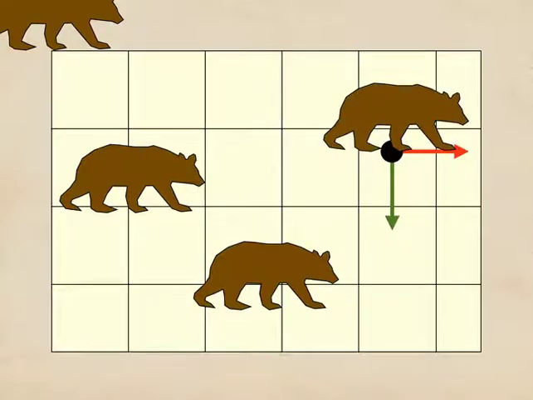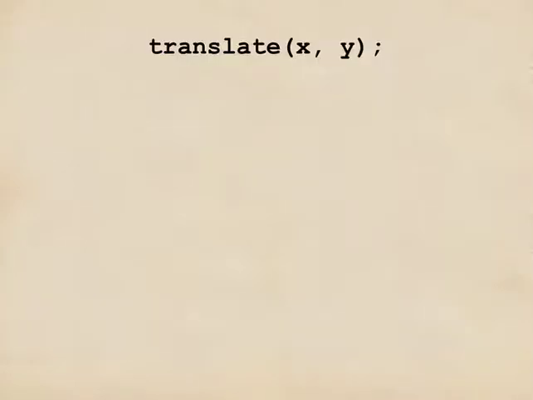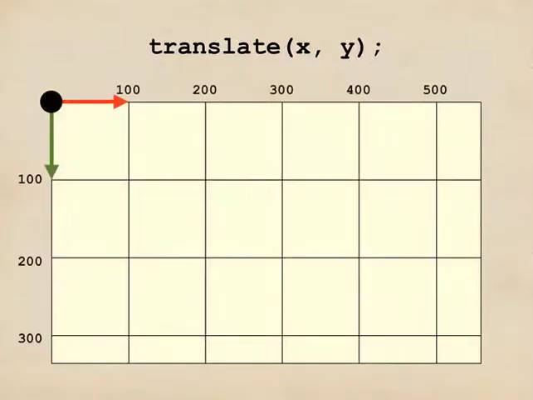You won't be surprised to learn that the name of the routine in Processing is translate. Translate takes two arguments. The first tells Processing how much to move the coordinate system horizontally in x, and the second one tells it how much to move vertically in y. Here's a graphics window in my standard convention. The grid lines are 100 pixels apart.